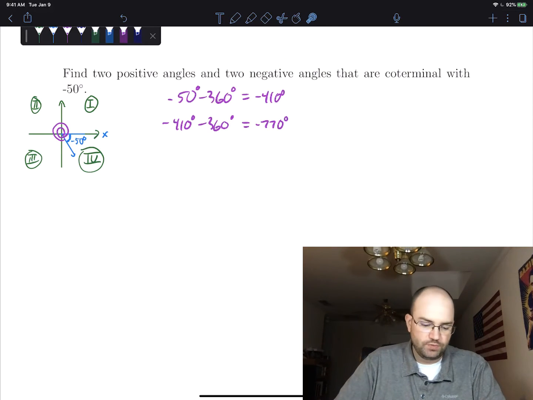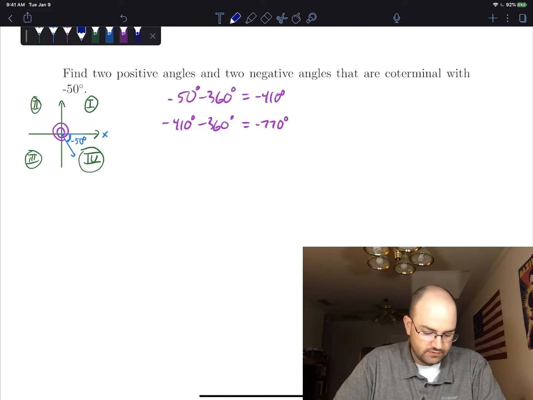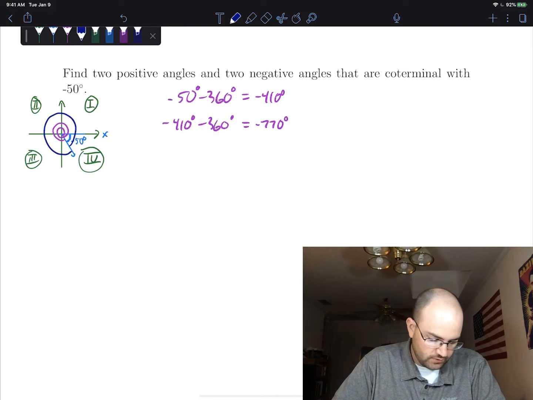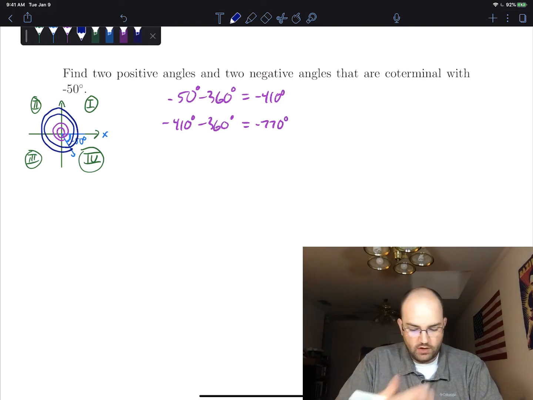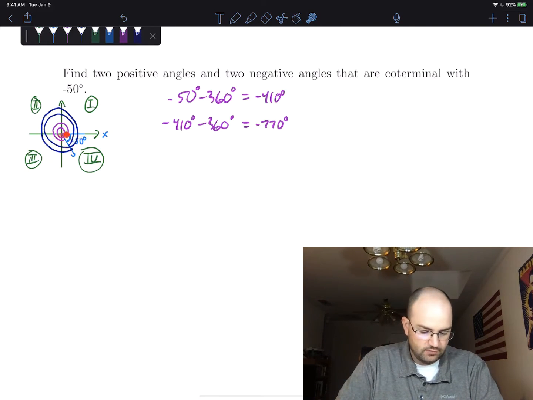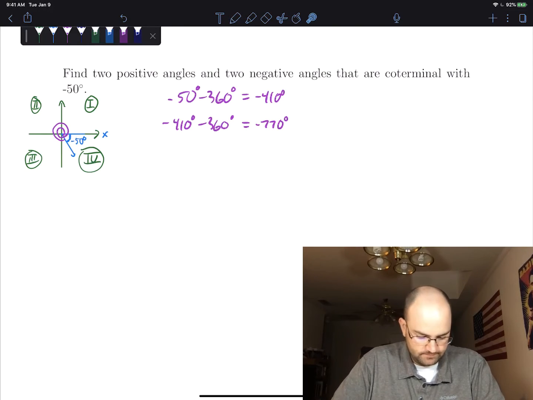Now let's think about two positive angles. Instead of subtracting off 360, I could instead go in the positive direction. And then I would do it again. So that's once. Do it again. Right there. So they would all look like this angle, but they would in fact be different angles.